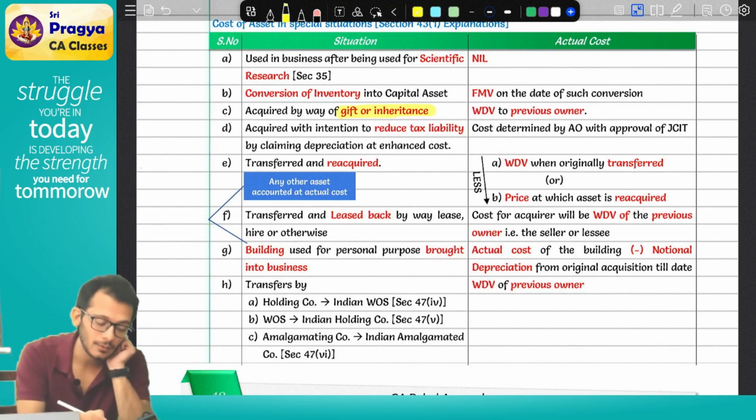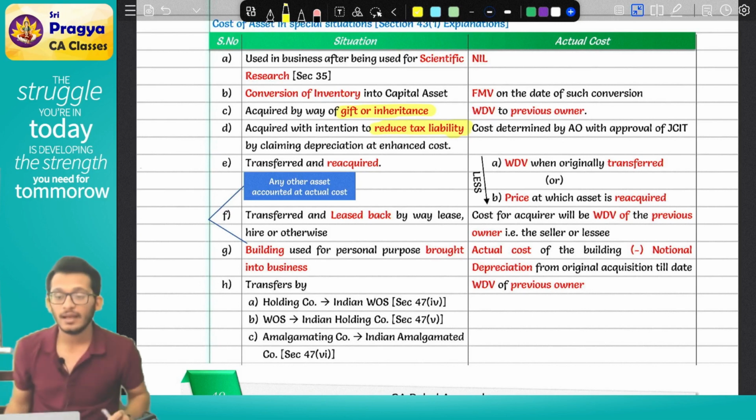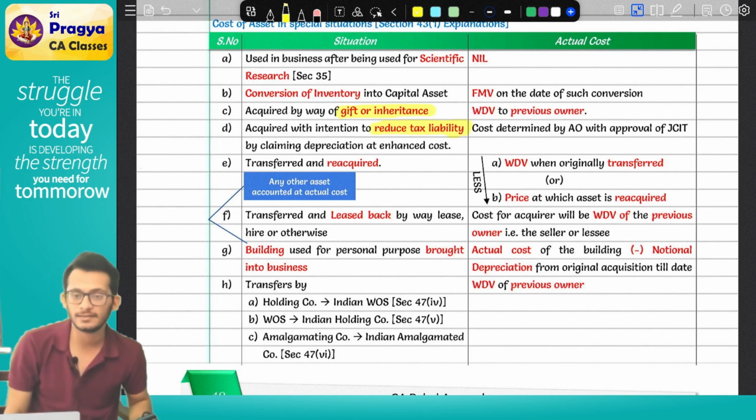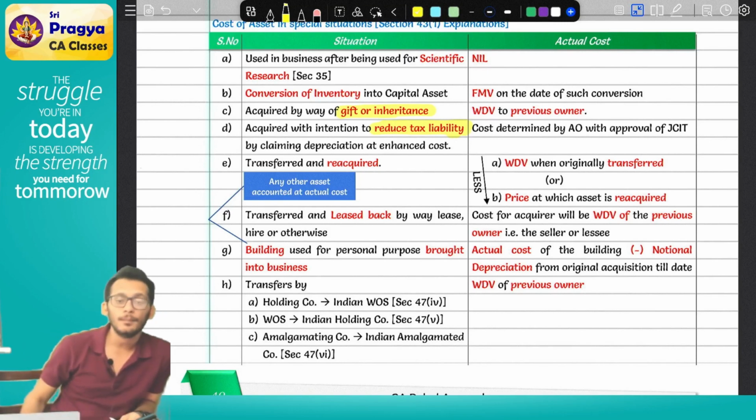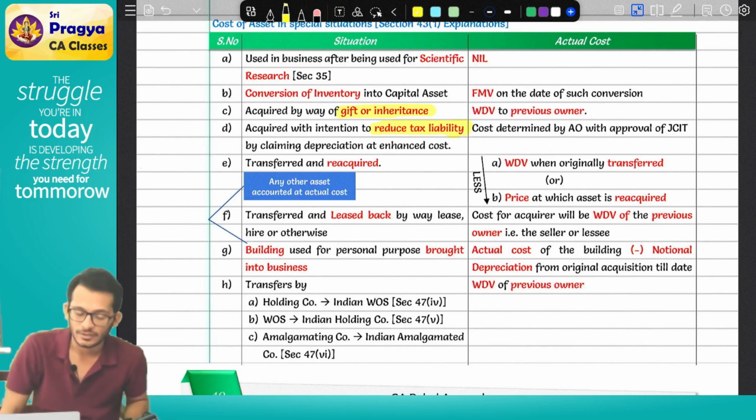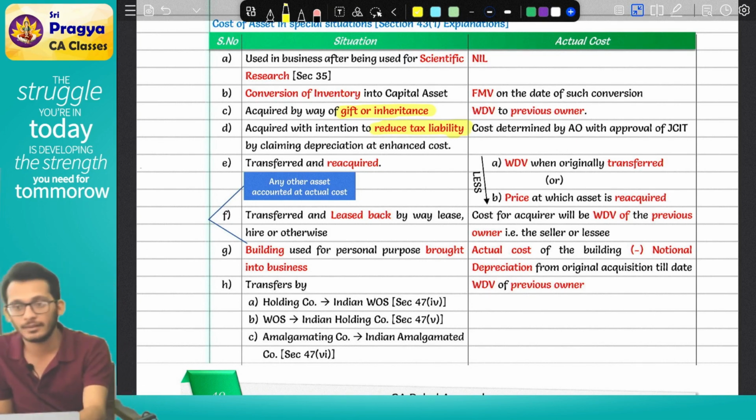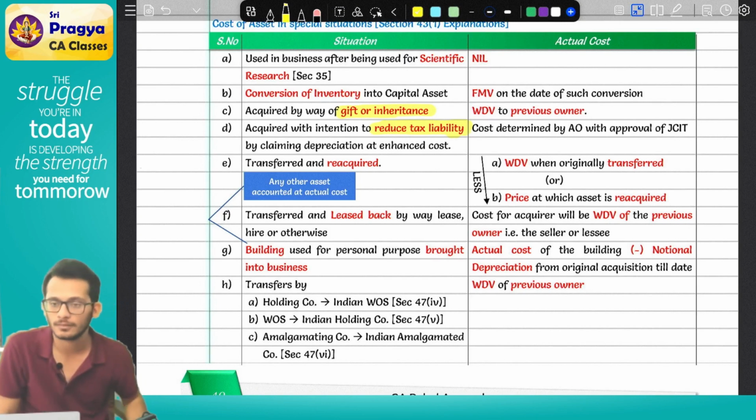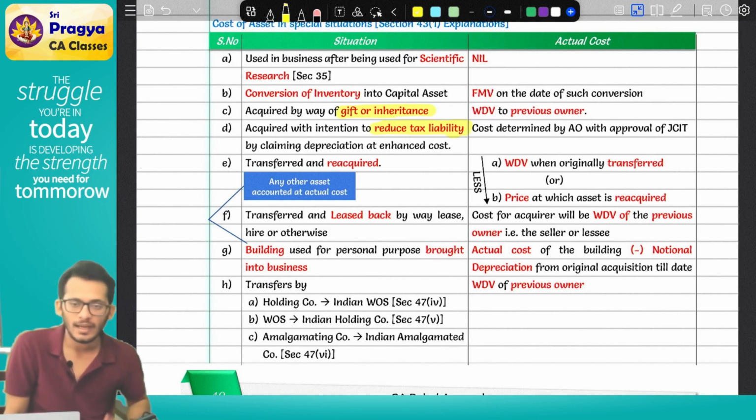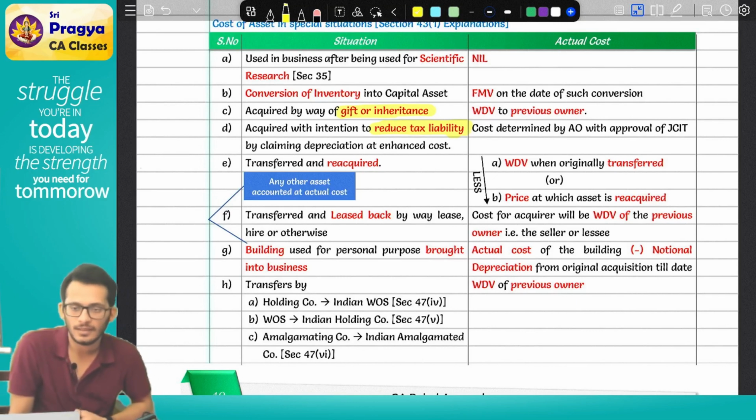Next, I have acquired something with an intention to reduce tax, which means when I purchased the asset, I purchased it at a higher price because I wanted to claim more depreciation. They say, boss, if it is found out that you are trying to cheat the government, I will ignore the cost which you have fixed and I will find out the cost. Who am I? I am the assessing officer.